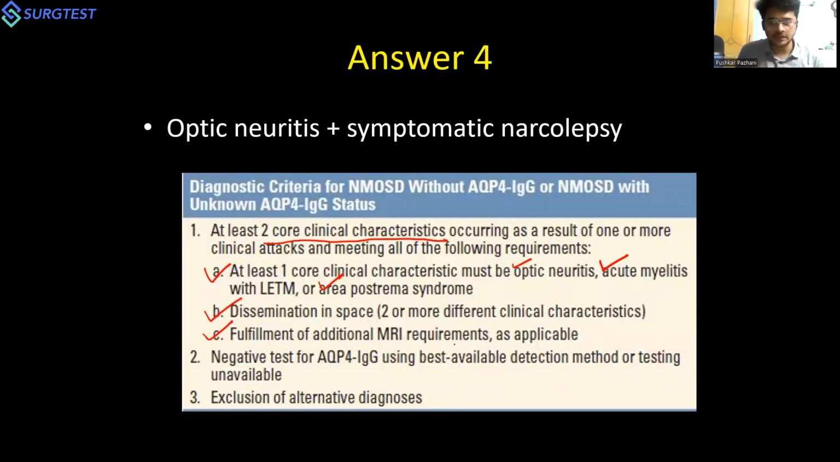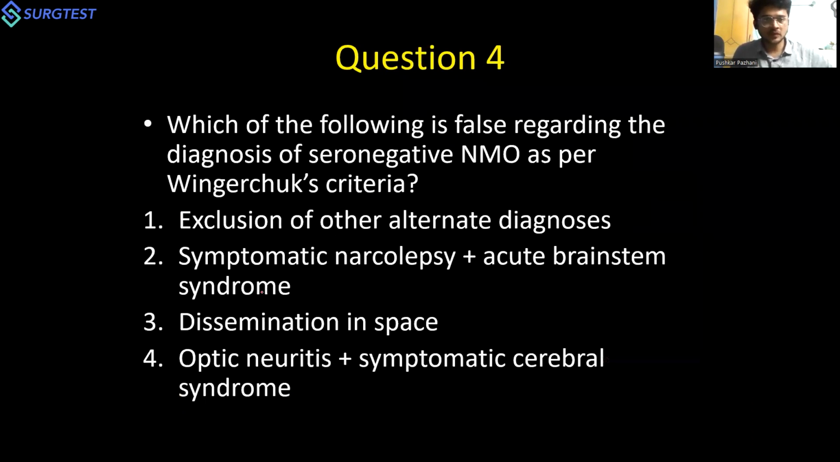And the best available technique is a cell-based assay. The best detection method is a cell-based assay. And there should be exclusion of alternative diagnosis. So now let's go back to the MCQ. Exclusion of alternative diagnosis, yes, this is true, it's not a false option.